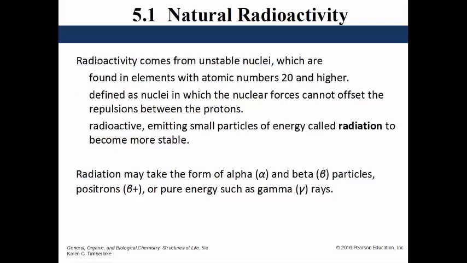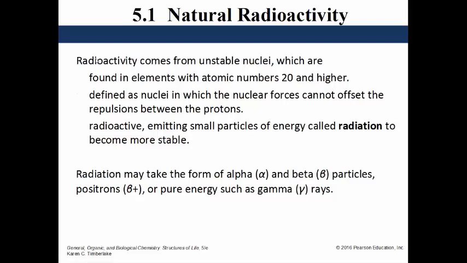Okay, in this chapter, we'll talk about natural radioactivity, different forms of radioactive decay, and the applications of using radioactive tools in research. Radioactivity comes from unstable nuclei, which are found in elements with atomic numbers 20 or higher. Radioactivity is defined by the nucleus not being able to keep itself intact anymore, as the forces of repulsion outweigh the attractive forces. So these nuclei will emit small particles of energy. This is called radiation, and this is done to become more stable.